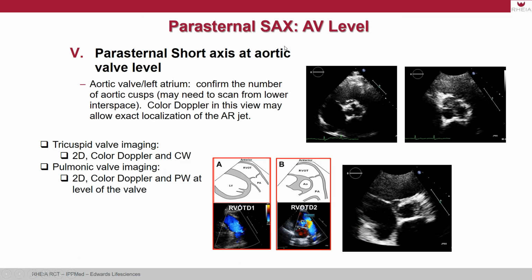So then there is a parasternal short axis aortic valve level again. Well, 2D is important, and also we do continuous wave Doppler on the tricuspid valve and the pulmonary artery, pulmonary valve.